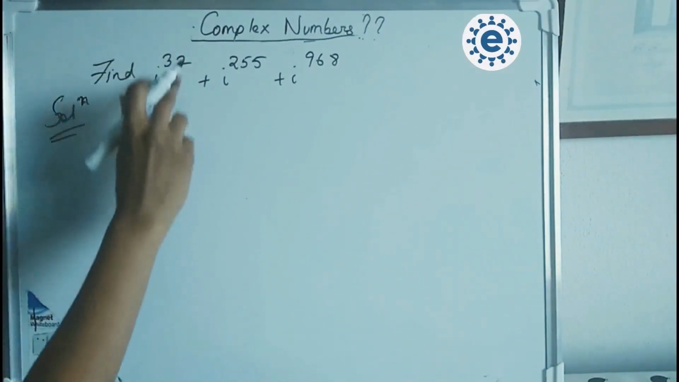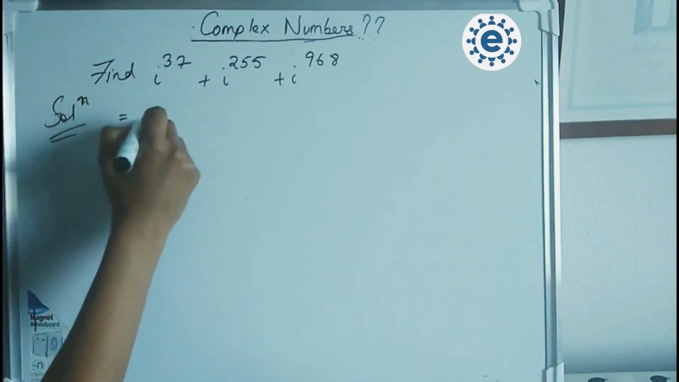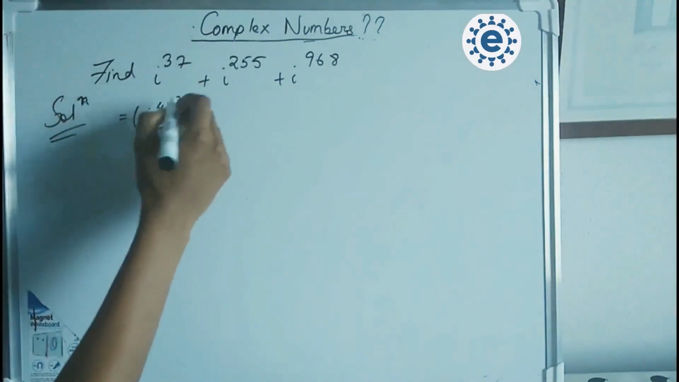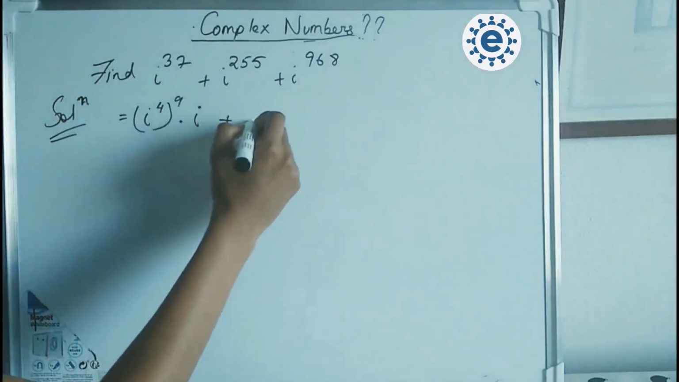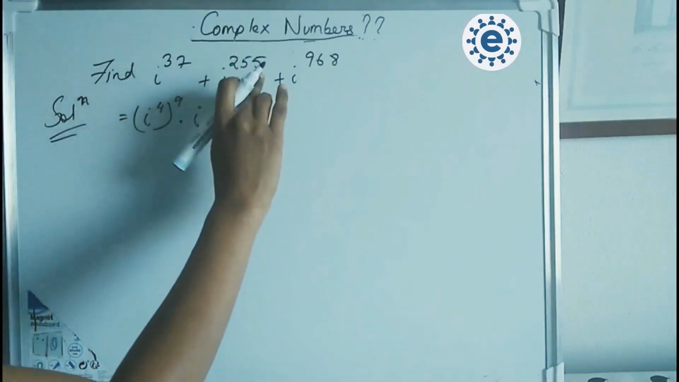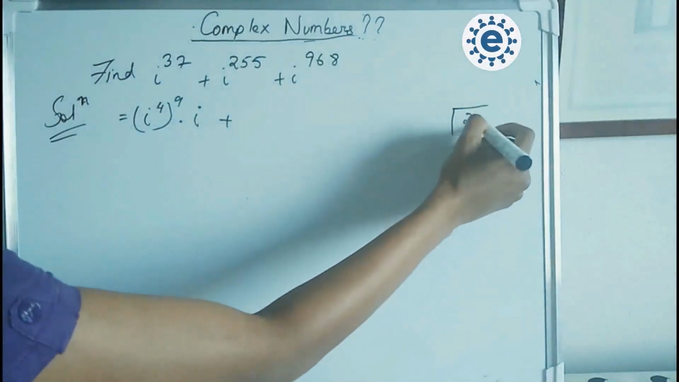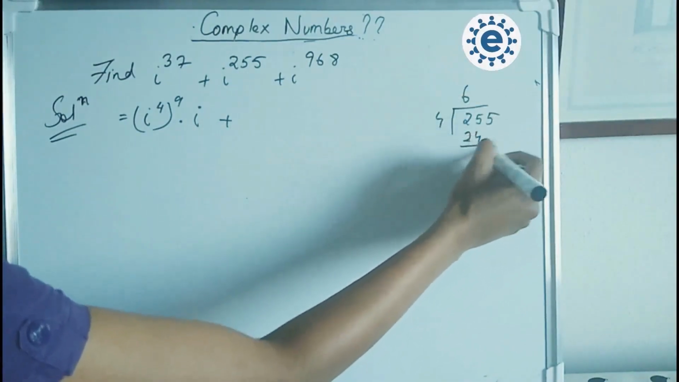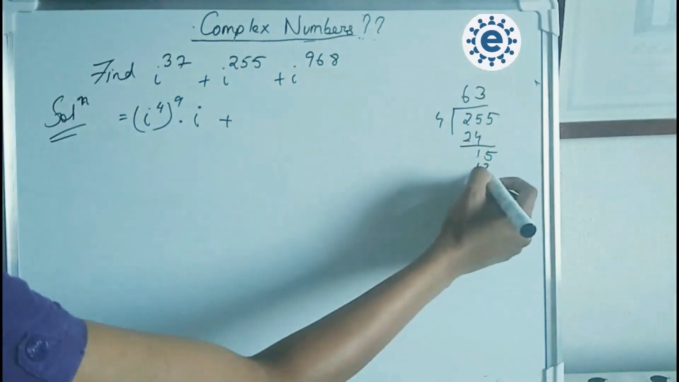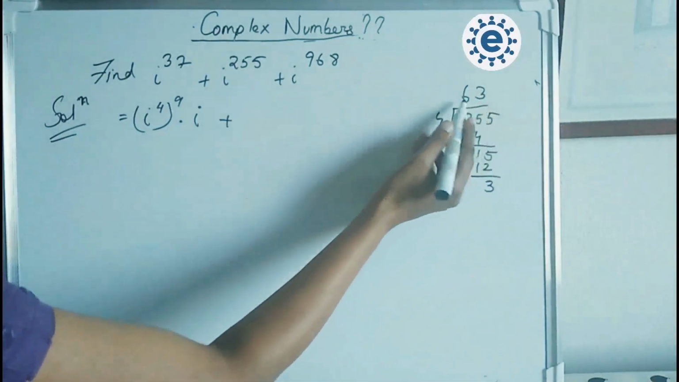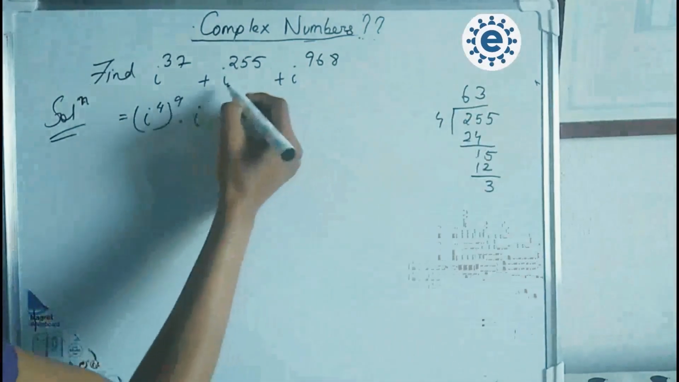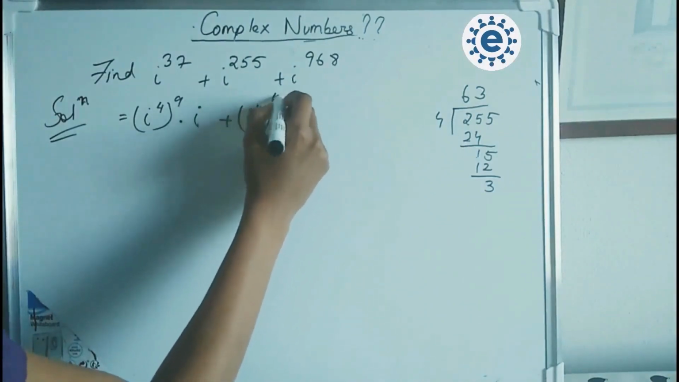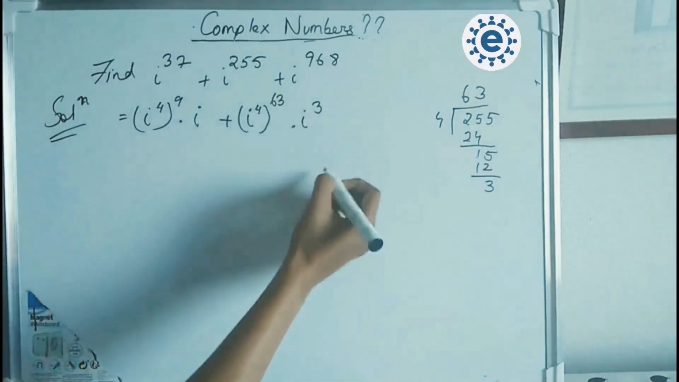So i to the power 37, the nearest multiple is 36. We can write it as i to the power 4 times 9, that is 36. Only one remains, so it's i. Plus, now in this case 255 is a bigger number. So we will simply divide it by 4 to find the nearest multiple of 4. 4 sixes are 24, 15, 4 threes are 12, 3. So 63 is the multiple and 3 is the remaining part. So we will write i^255 as i to the power 4 times 63 and then i^3.